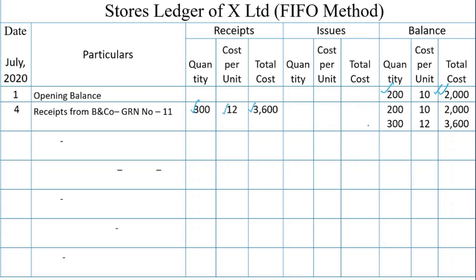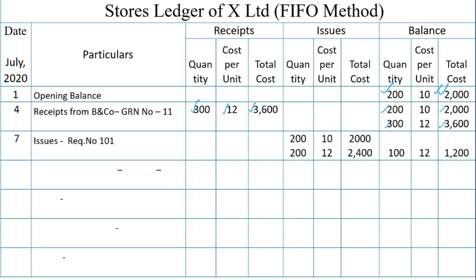The opening balance is 200 units at 10 rupees per unit, 2000 rupees, and 300 units at 12 rupees, 3600 rupees. These are the total balance of materials which is available with the firm.